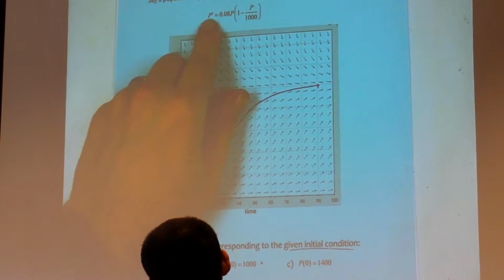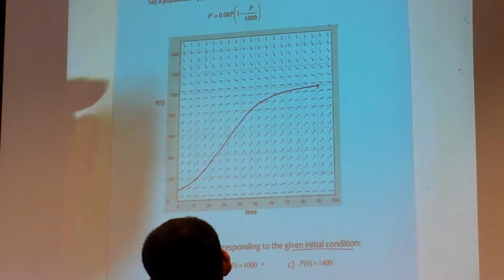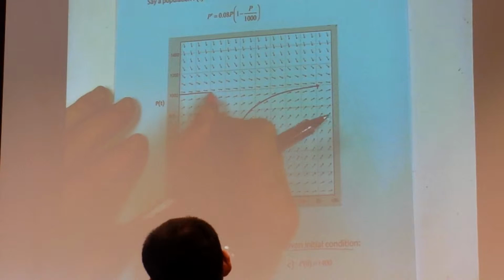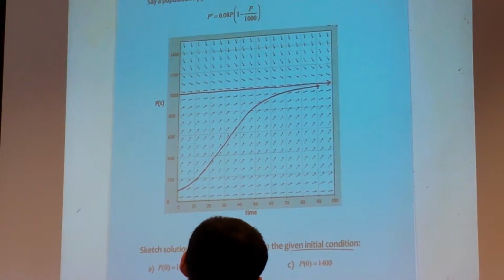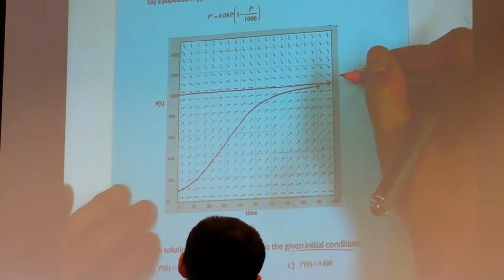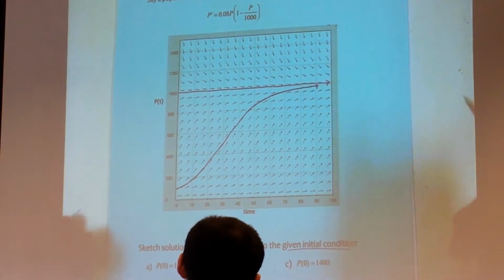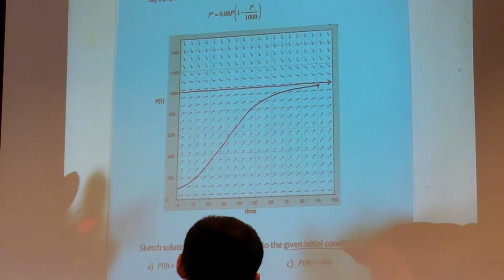And if P prime equals 0, then guess what? It remains 0. That's it. This is what's called an equilibrium solution. And we'll talk about that as well today.